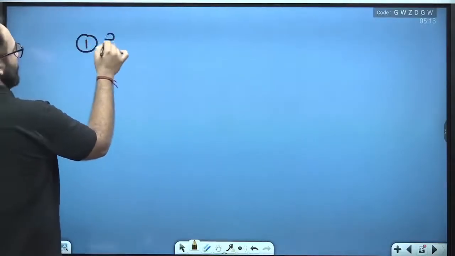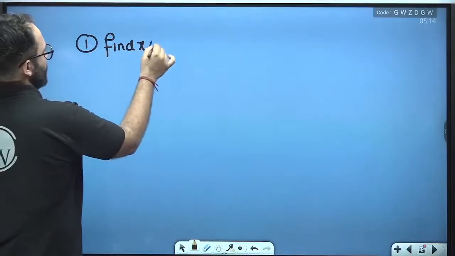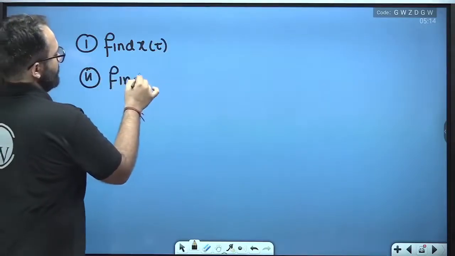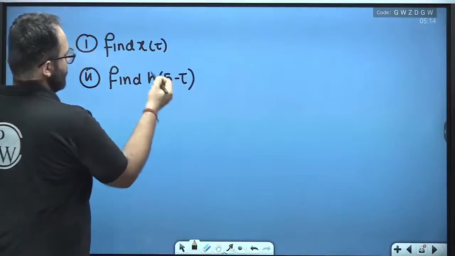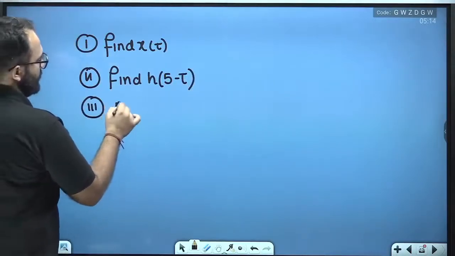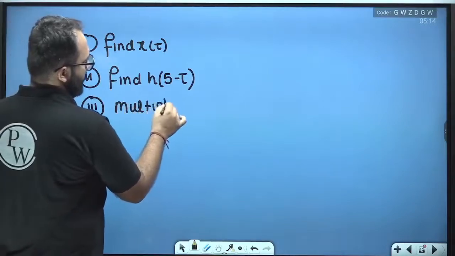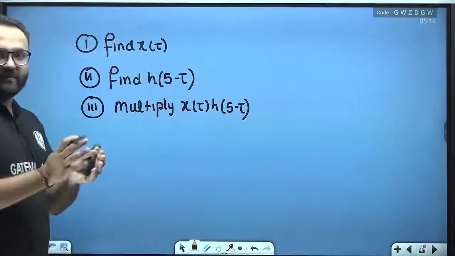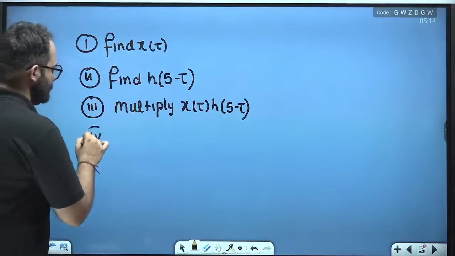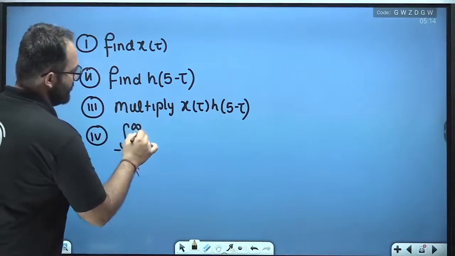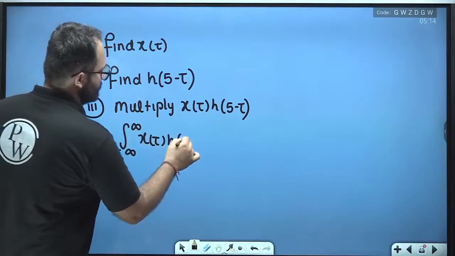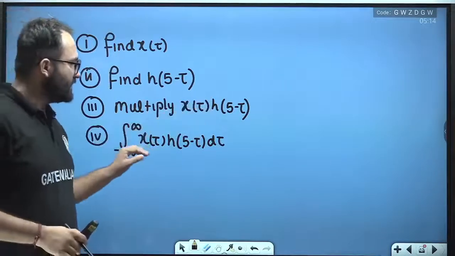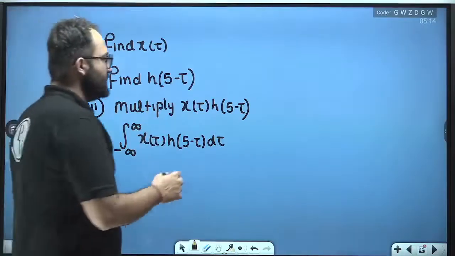Step number 1 is find x tau. That is already given in the question, right? Second, find h of 5 minus tau. Third, multiply x tau with h of 5 minus tau. We'll multiply these two and then integrate from minus infinity to infinity. This will give us y5.